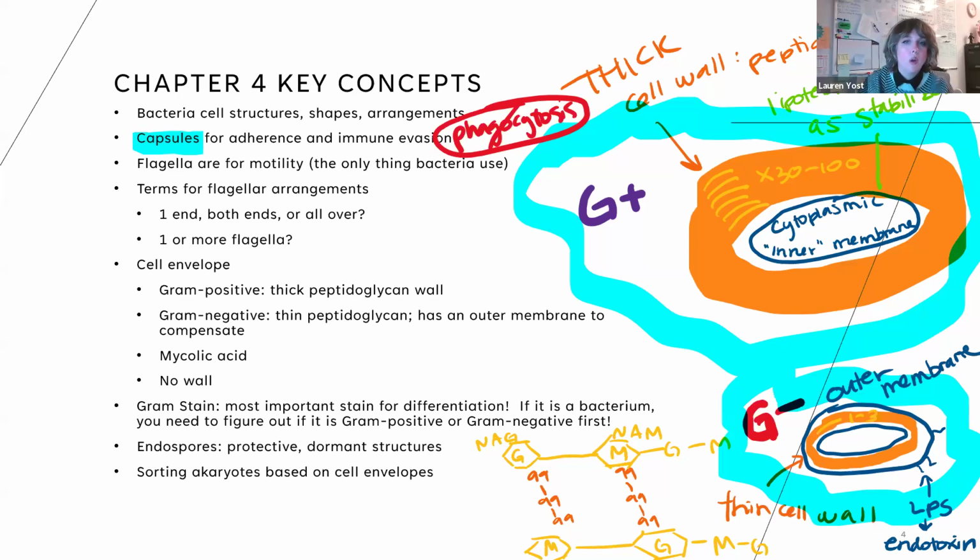Just like if you were coated in a thick, thick layer of honey, it would be hard to grab onto you if you were running away. So how do these guys run away? Well, they are motile because of flagella. Not all bacteria are motile, but if they are motile, they have flagella.